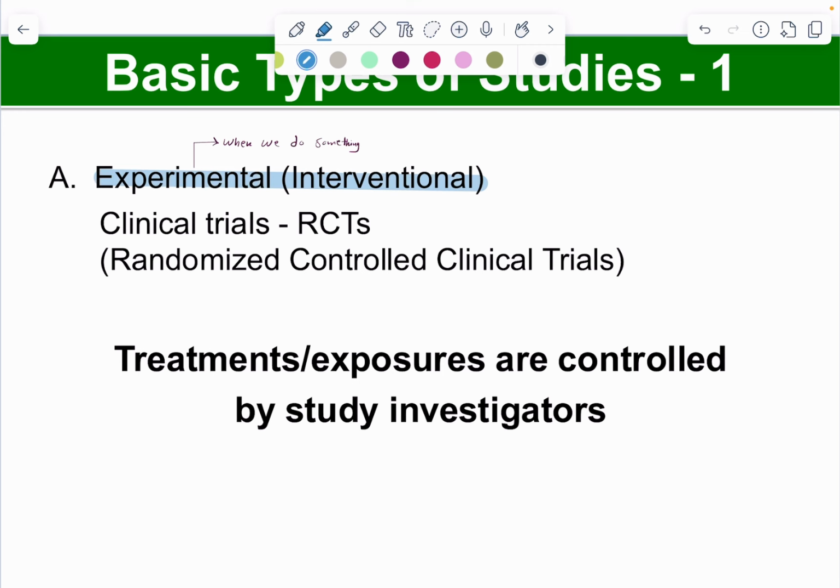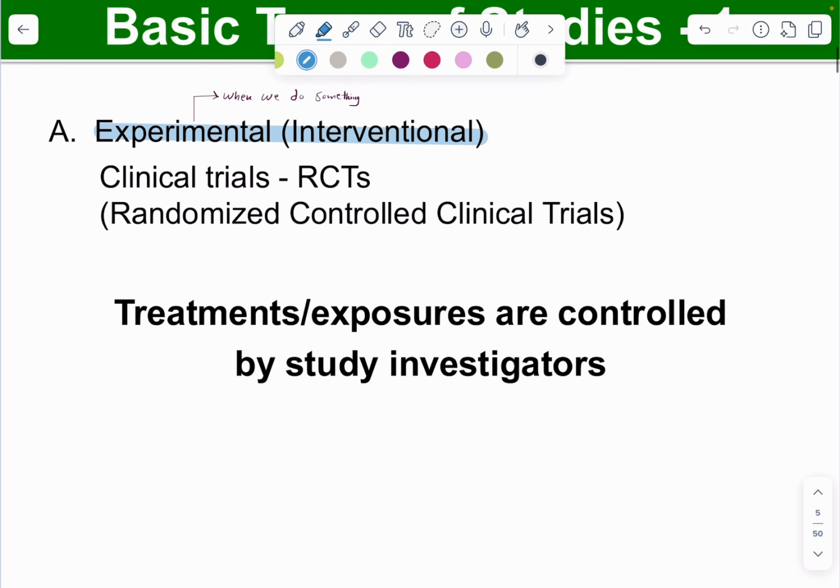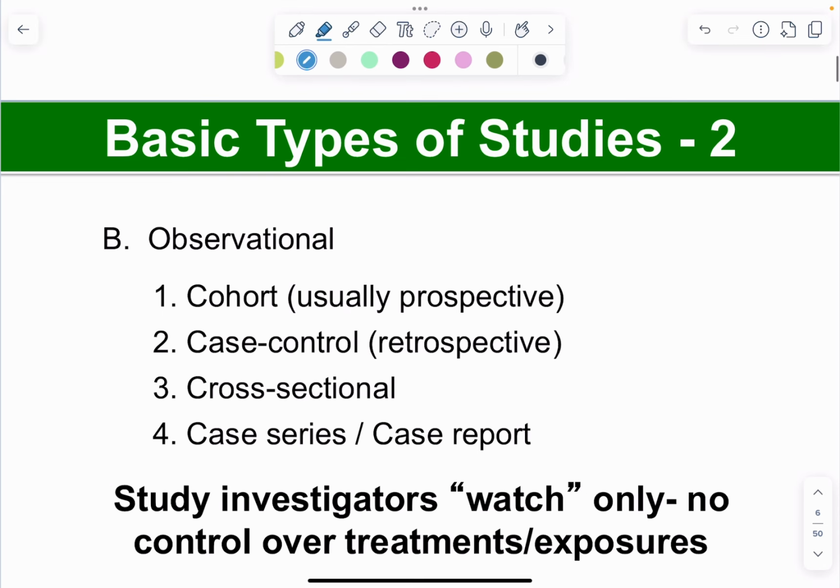This will be further explained in our second session. In this session, specifically, we will focus on observational studies. Observation, like I said, means the investigator will just observe. The first type is the cohort.